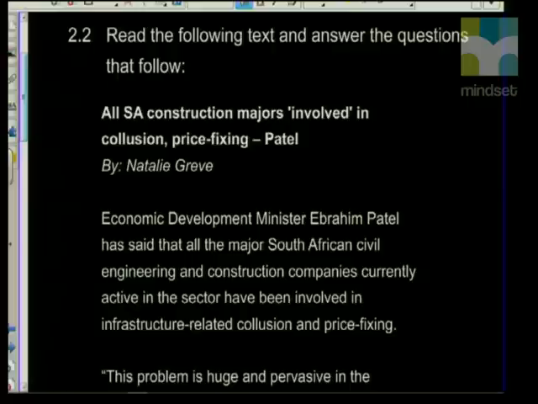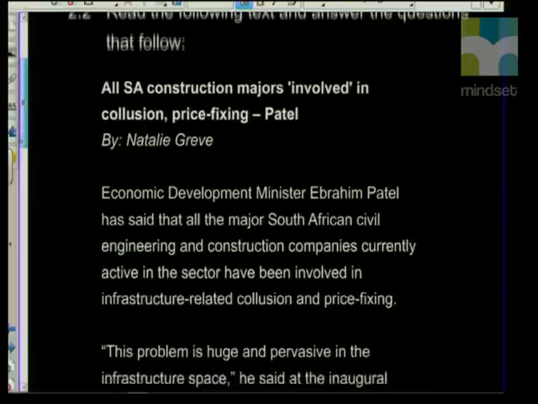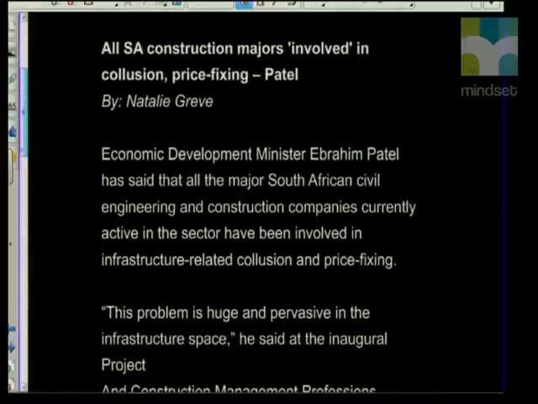2.2. Read the following text and answer the questions that follow. All South African construction majors involved in collusion price fixing. This was said by Minister Patel. I'm not going to read through the whole article, but I do want to stress that this relates to price fixing in a market where there's only a few major suppliers or major construction companies in the country.